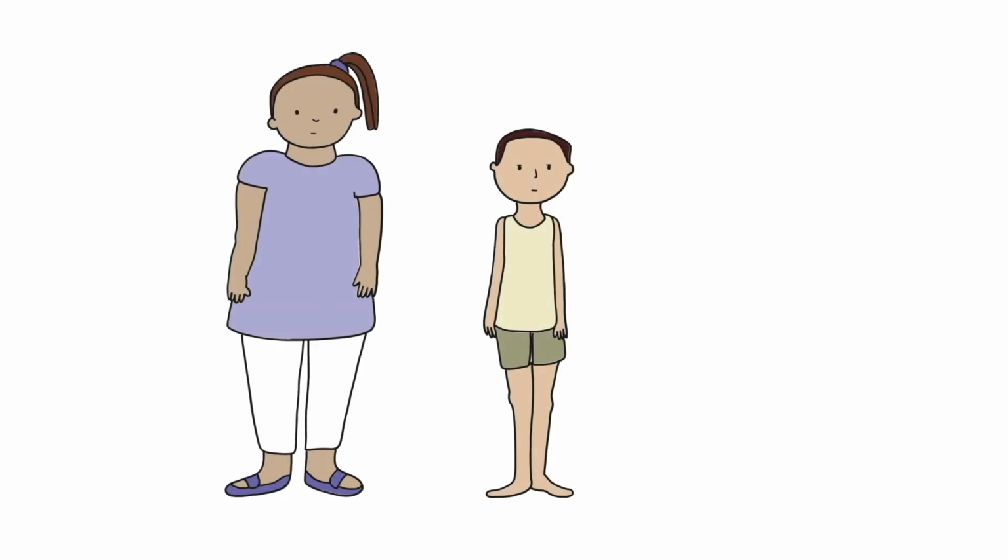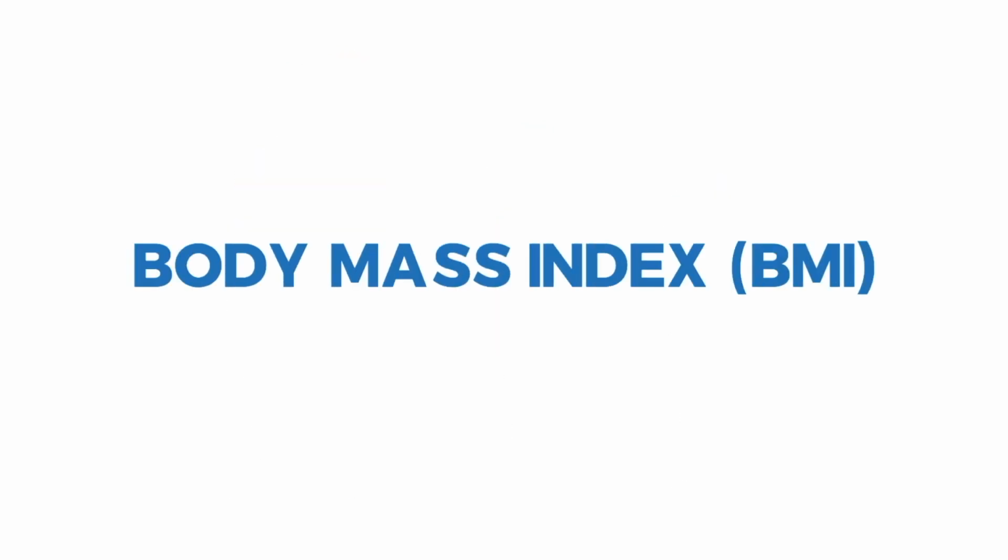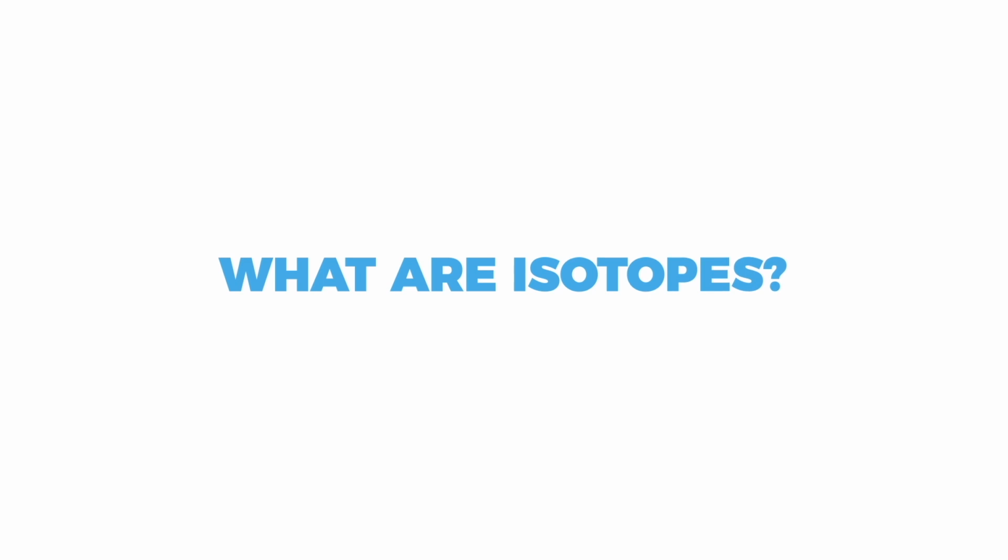Isotopic techniques are helping researchers around the world to better understand multiple forms of malnutrition. They provide a more accurate measure of body fat than the commonly used body mass index or BMI. So just what are isotopes and how can they help measure all forms of malnutrition?